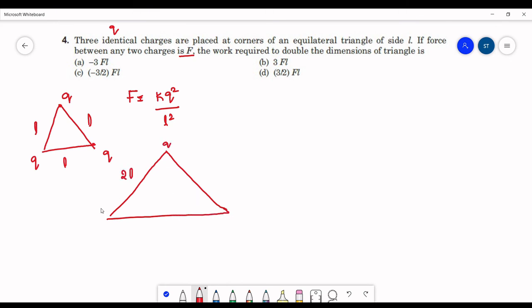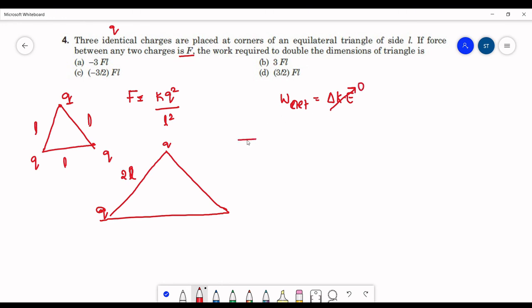Now to find the work done in this process, I will apply work energy theorem. According to work energy theorem, net work done will be equal to change in kinetic energy. Here we will assume that this is a quasi-static process, means we are going to slowly move the charges until the side of the triangle becomes 2L. If you are going to slowly move the charges, initially charges will be at rest and finally charges will be at rest. So we can say that the change in kinetic energy of the system will be equal to 0.